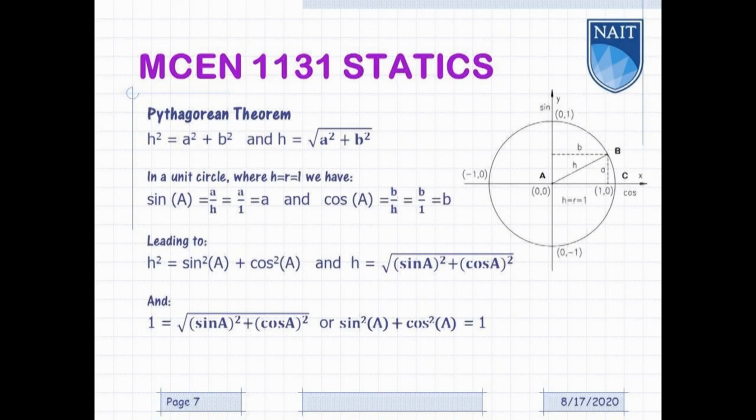Using the Pythagorean theorem in conjunction with a unit circle such that the hypotenuse is equal to the length of the radius, which itself is equal to 1, will produce several unique results. Please pause the video here and review each of the ones listed on this slide.